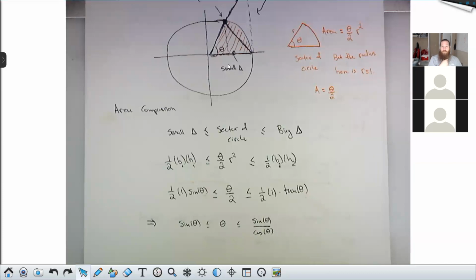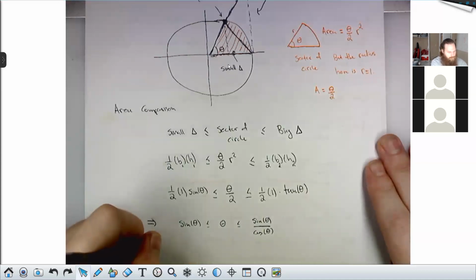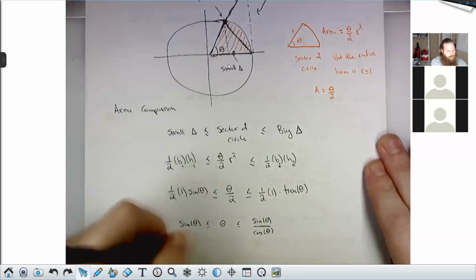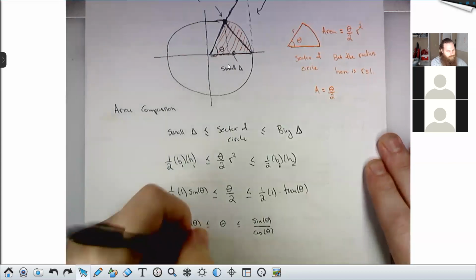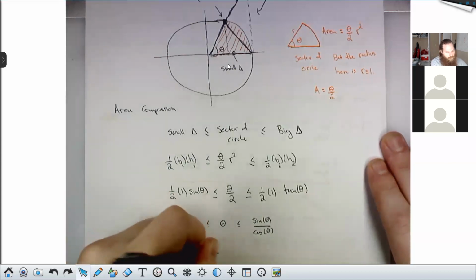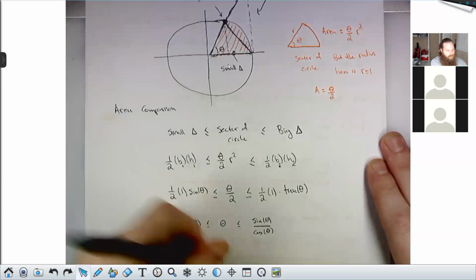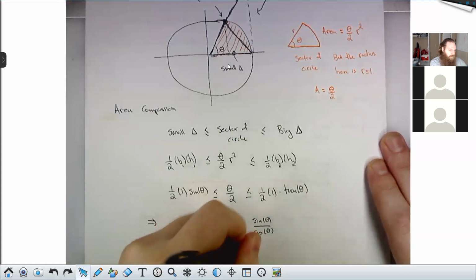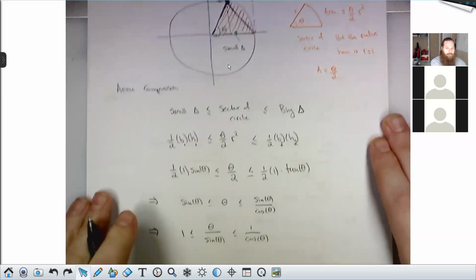Now divide everything by sine theta. You get 1 is less than or equal to theta over sine theta is less than or equal to 1 over cos theta.